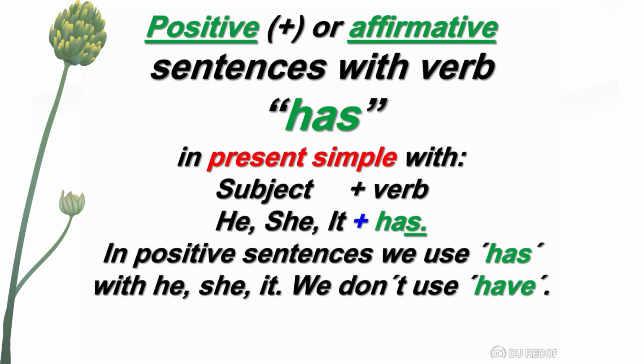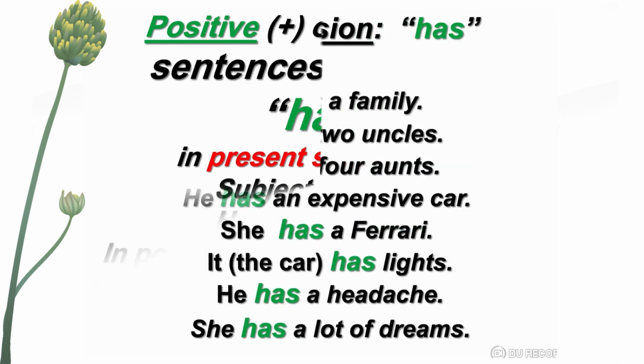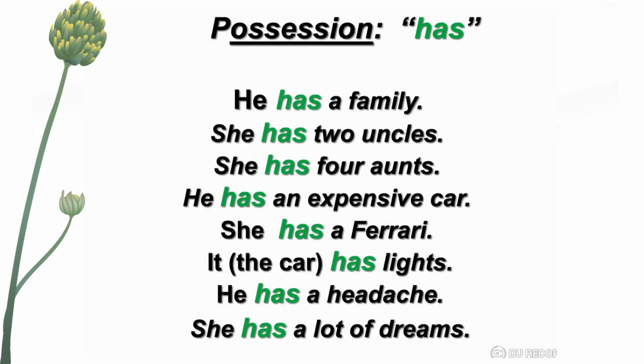The affirmative form. Let's do these examples. He have a family. It's not correct. He has a family. She have 2 uncles. It's not correct. The correct one is she has 2 uncles. She have 4 aunts. It's not correct. She has 4 aunts. From now on, with he, she, it, we don't use have in the positive form.